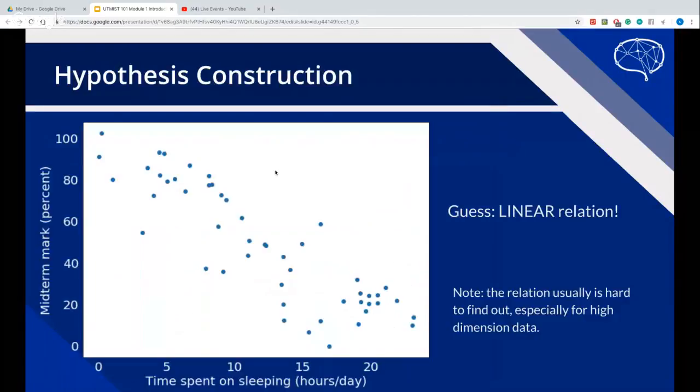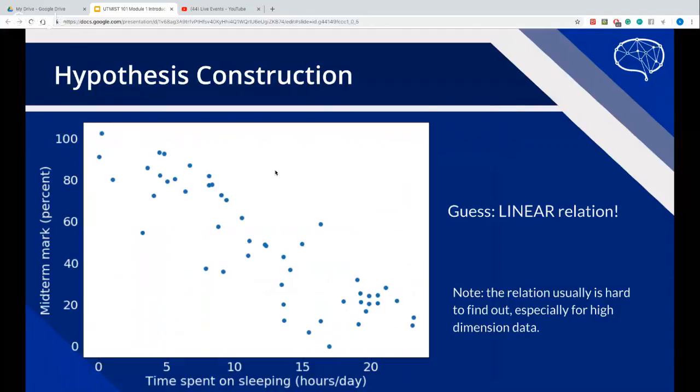Then let's move on to hypothesis construction. First, we want to do some data analysis. We just plot it out. The x-axis is the time spent sleeping, and the y-axis is the midterm mark. It looks like a linear relation, right? So our hypothesis here is that there is a linear relation between the sleeping time and the midterm mark.